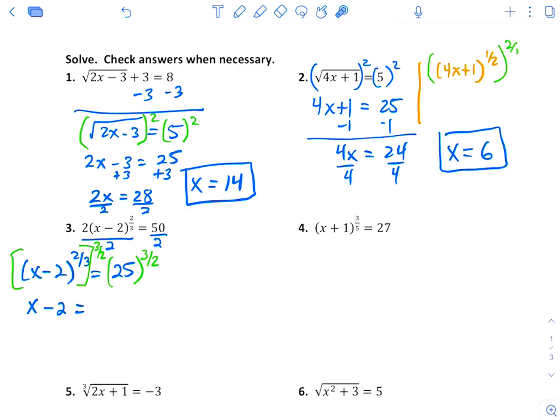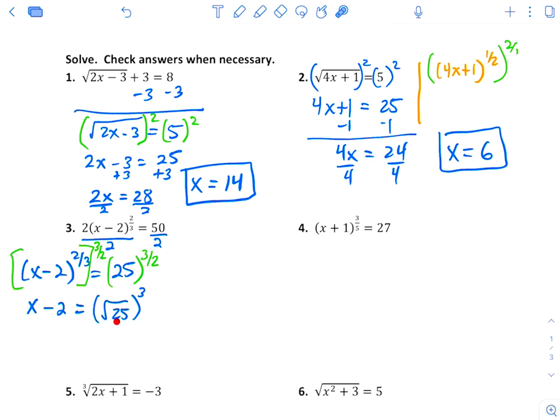And then on the right-hand side, we are using our exponent and radical rules to simplify this. So to take 25 to the 3 halves, I need to switch forms. So that means that I am doing the square root of 25, and then we have to cube that.